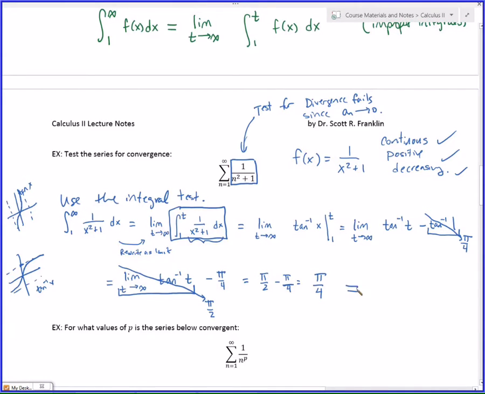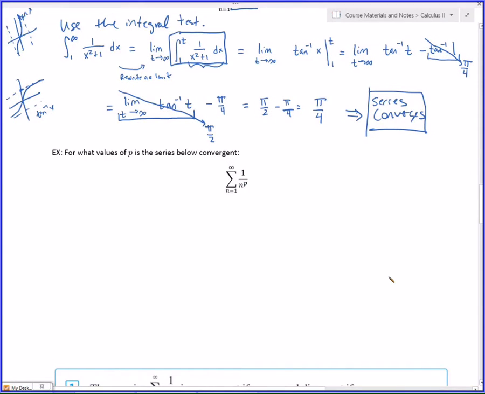Because this is 2 pi over 4 minus pi over 4, or pi over 4. So what does that mean? It means the series converges, because the integral converges. So that's how we can figure out whether it converges, but we really don't know what it converges to. This pi over 4 doesn't tell us if it converges to pi over 4, something bigger than it, or something smaller than it. All that we do know is that it converges. And in many cases, that's all we really need to know.